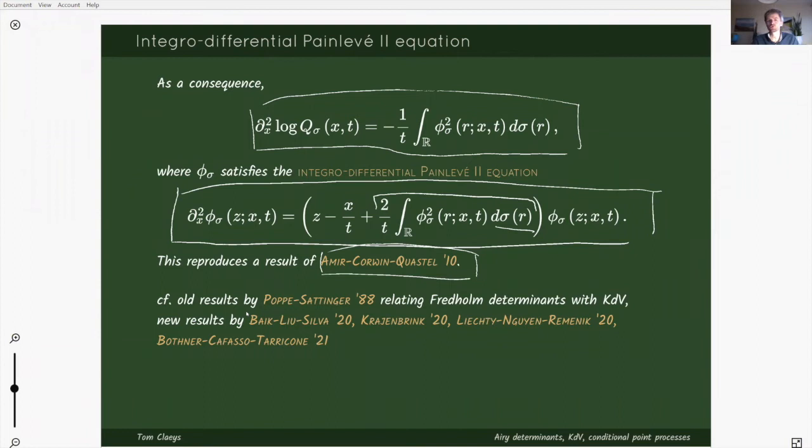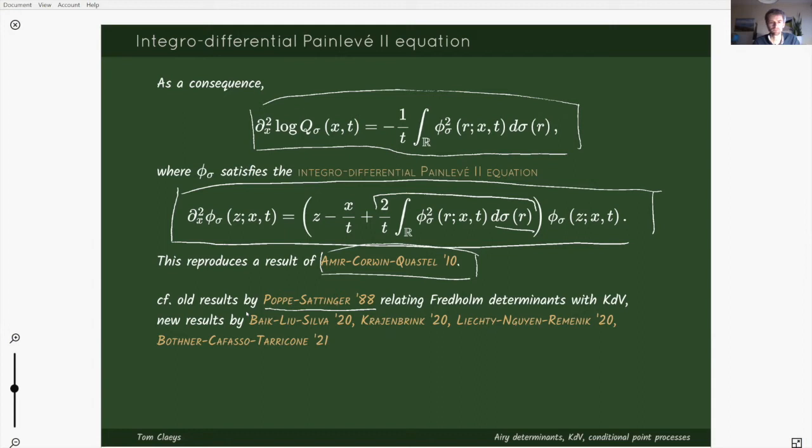In a way, this is not very surprising, and for instance, the fact that these determinants are related to the KdV equation was essentially known, somewhat forgotten in the literature, but there are results by Poppe and Sattinger already from the 80s that related Fredholm determinants with KdV. Not precisely in this form and also using very different methods, but the fact that these determinants are related to KdV is definitely not our result. We just derive it in another way and we recover this, but it's definitely not our thing.